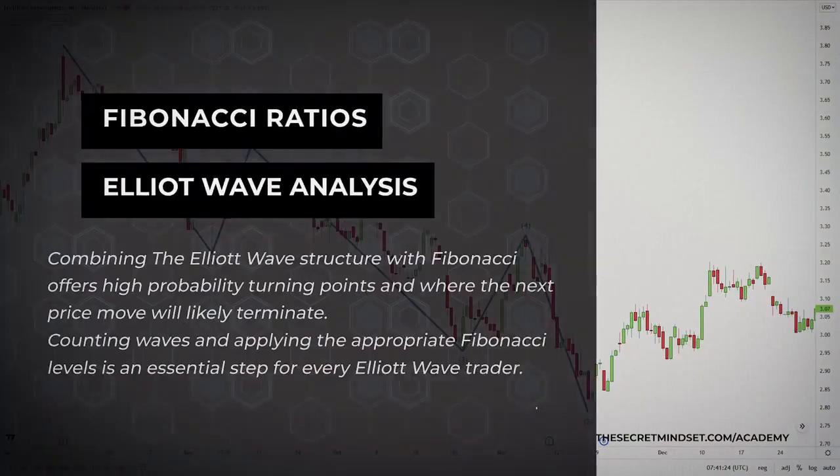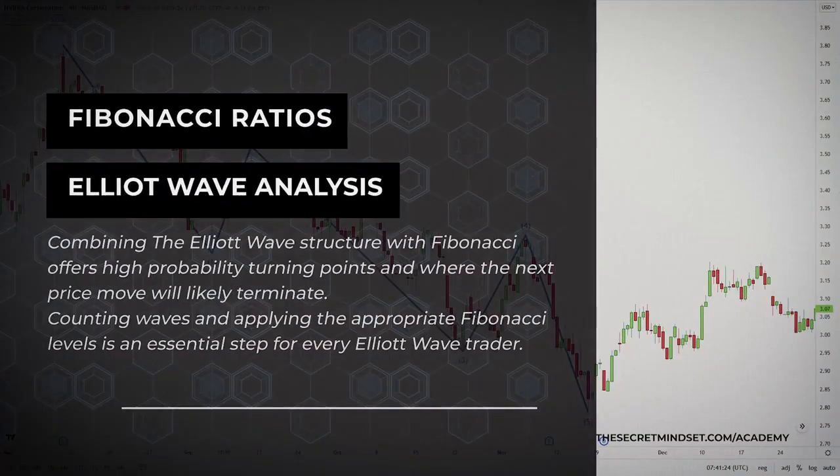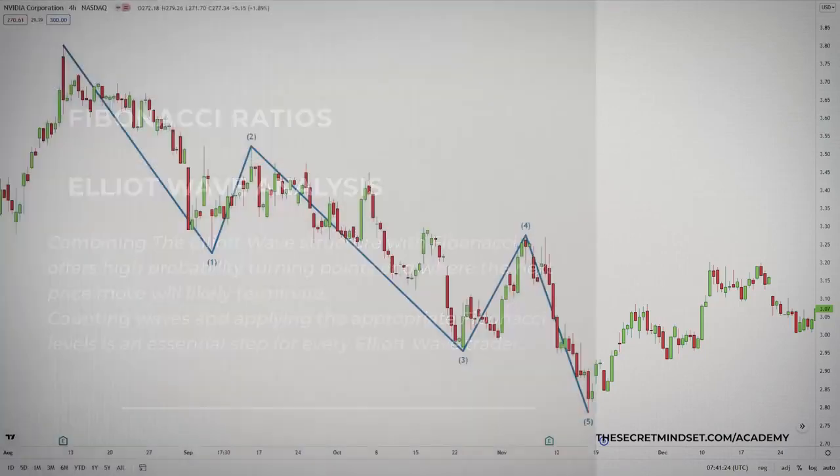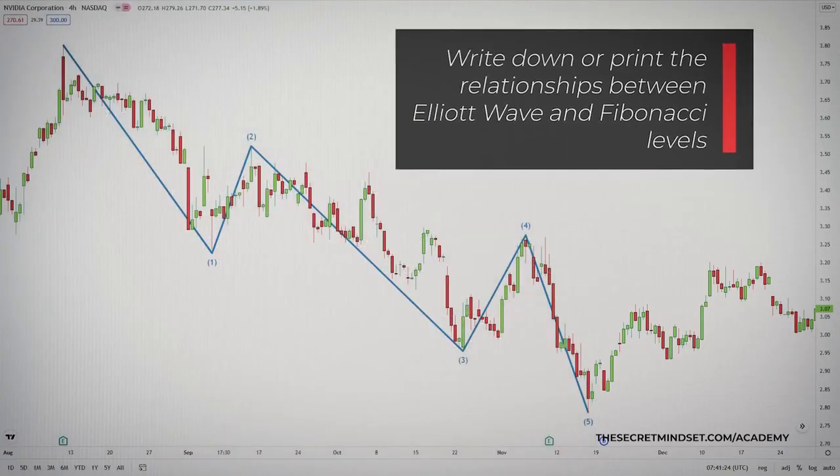The application of Fibonacci ratios is an integral part of Elliott wave analysis. Combining the Elliott wave structure with Fibonacci offers high probability turning points and where the next price move will likely terminate. Therefore, counting waves and applying the appropriate Fibonacci levels is an essential step for every Elliott wave trader. Here are the common relationships between Elliott waves and Fibonacci levels.